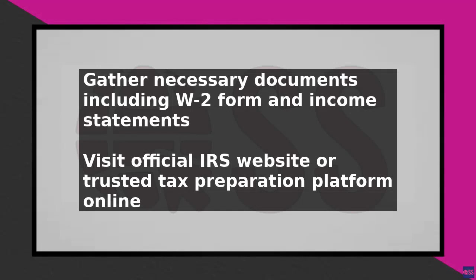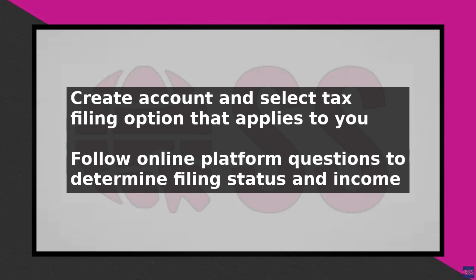To file taxes using tax guidelines online, start by gathering all necessary documents, including your W-2 form, 1099 forms, and any other relevant income statements. Next, visit the official website of the Internal Revenue Service or a trusted tax preparation platform, such as TurboTax or H&R Block. Create an account or log in if you already have one, and select the tax filing option that applies to you, such as 1040 or 1040EZ.